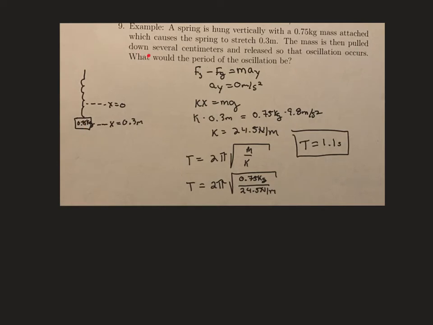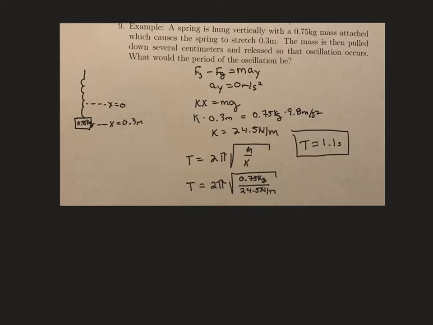The mass is then pulled down several centimeters, so we're going to pull it down, and it's released, so it starts oscillating up and down, and we want to know what the period of that oscillation is. Now, if we go to our list of equations, we know the period is equal to 2 pi times the square root of mass over the spring constant. And we're given the mass in the problem, that's the 0.75 kilograms, and we're trying to find the period, but we need to figure out what the spring constant is in order to plug in.